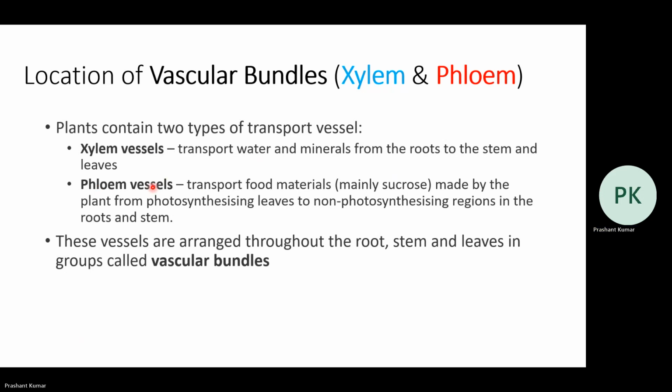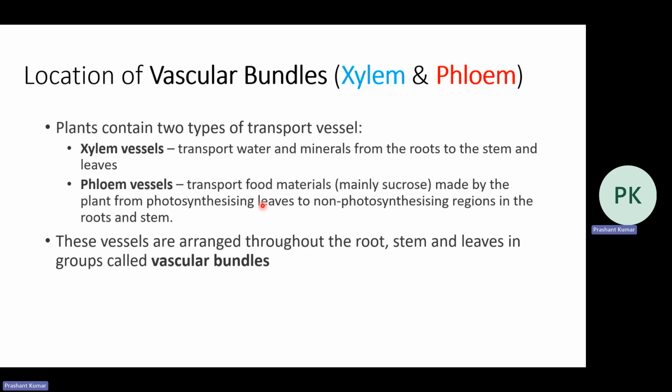And phloem tissue transports food material. Mainly they transport sucrose molecules, which are less soluble. Plants synthesize glucose, which is highly soluble. But when it comes to transportation, the glucose molecule combines with itself to form a sucrose molecule, a disaccharide, which is slightly less soluble with respect to the monosaccharide.